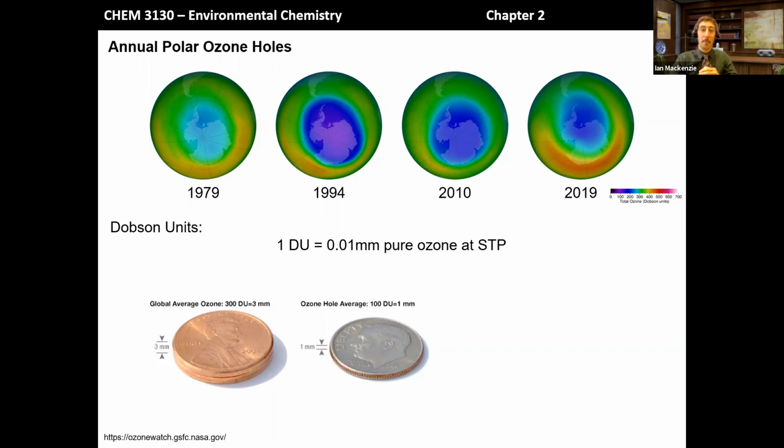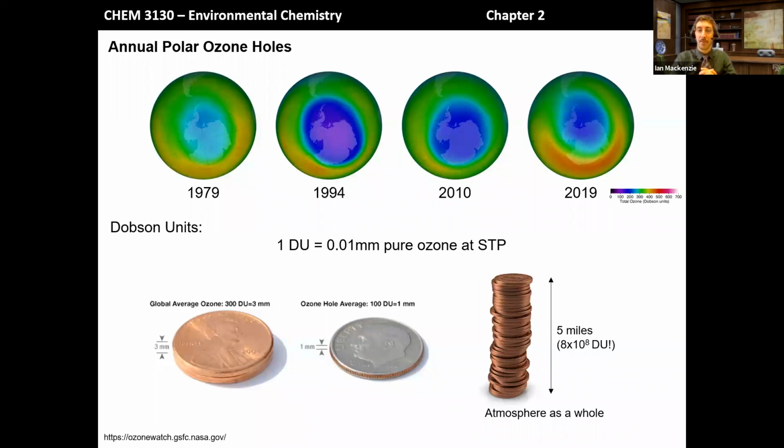Now, for comparison, it might be helpful to know, okay, then what would be a Dobson unit for all of the rest of the atmosphere, just for comparison? Well, if we took the rest of the atmosphere and compressed it to the density it would have at standard temperature and pressure, and stacked it up, it would occupy a height of about 5 miles, which for reference is about 8 times 10 to the 8th, or 0.8 billion, I guess that would be 800 million Dobson units. That's the rest of the atmosphere.